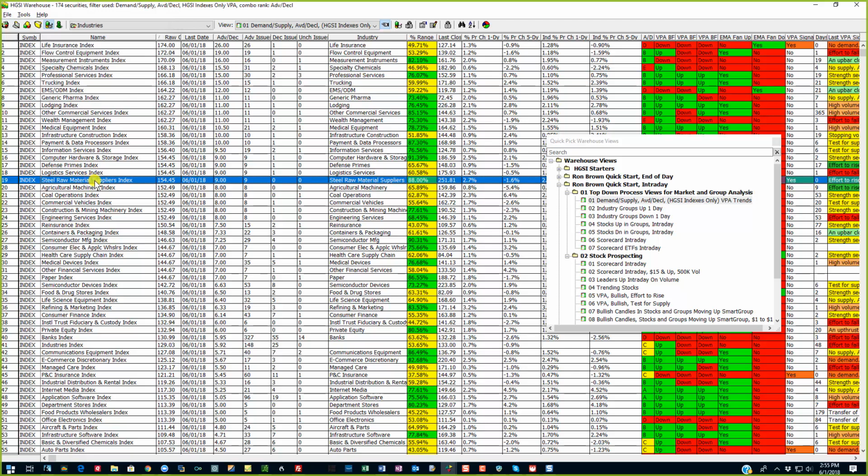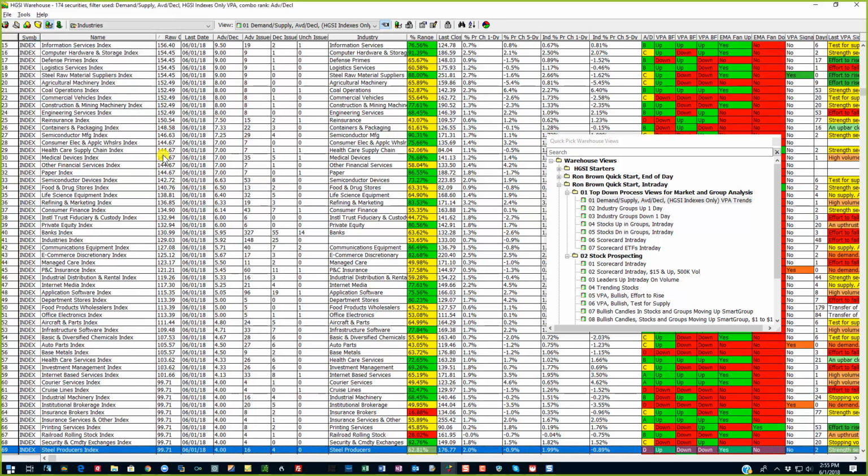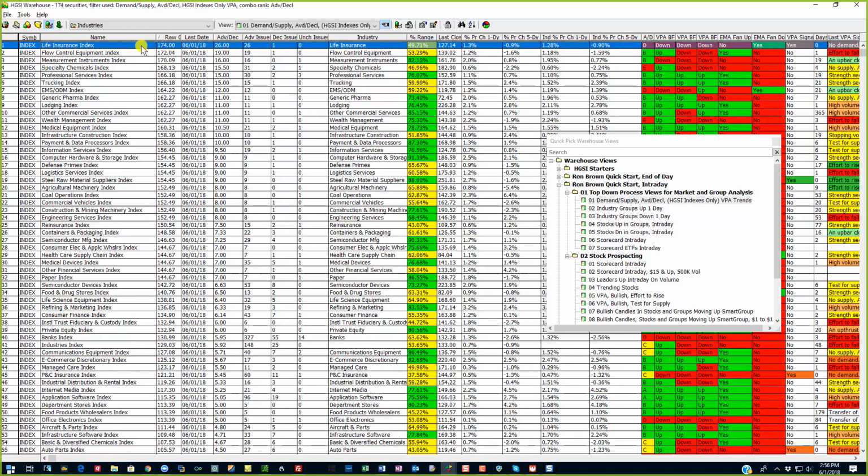The raw material steel suppliers index is down here. That isn't the one I was looking at. I'll hit this again and click on find next. Steel producers down at number 69. So you can see that the steels lost momentum during the day. But this insurance group has been up here for a good part of the day. You can do this at any time and check.